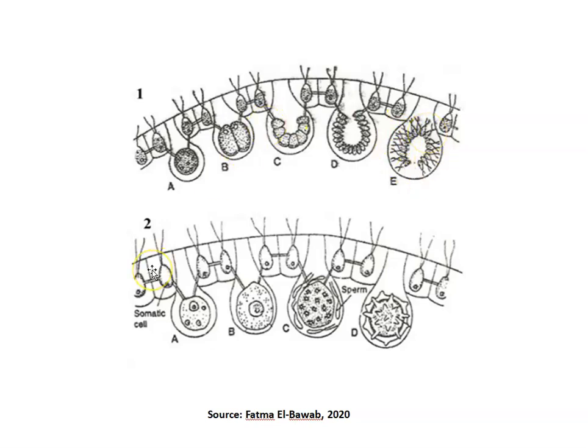Then look at this second diagram. Here, this is oogonium A, an oogonium with an immature egg. Then B, this is with a mature egg. C, this is showing fertilization. And D, containing an oospore.